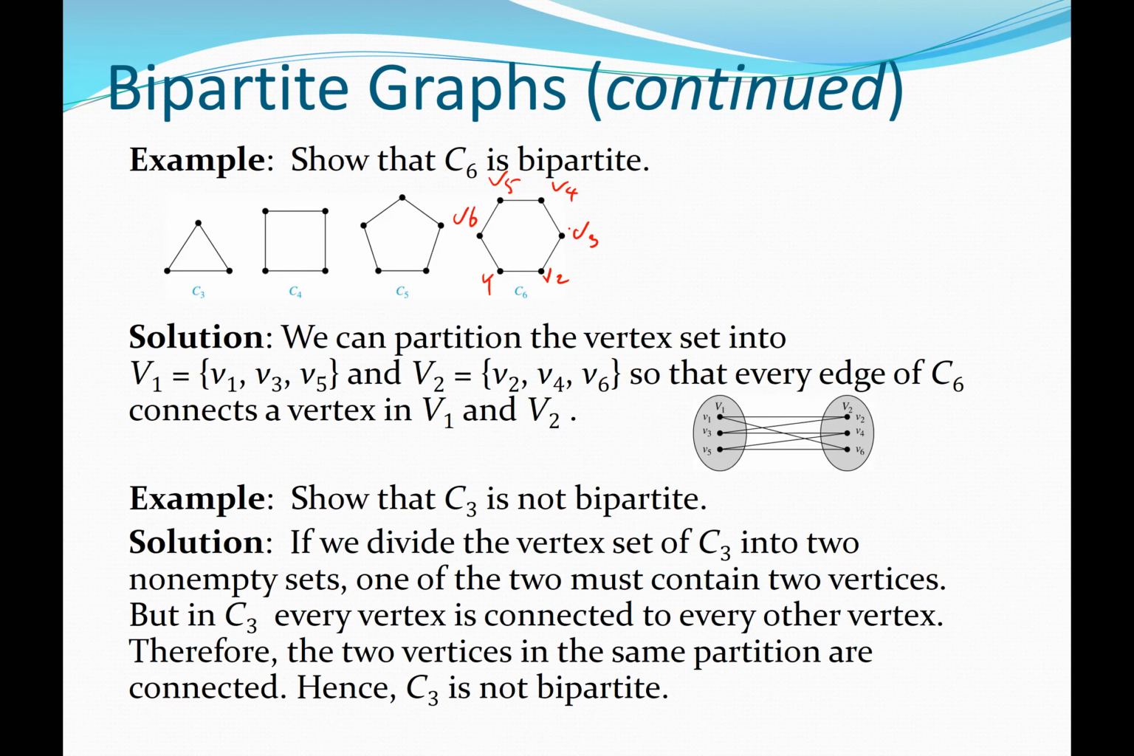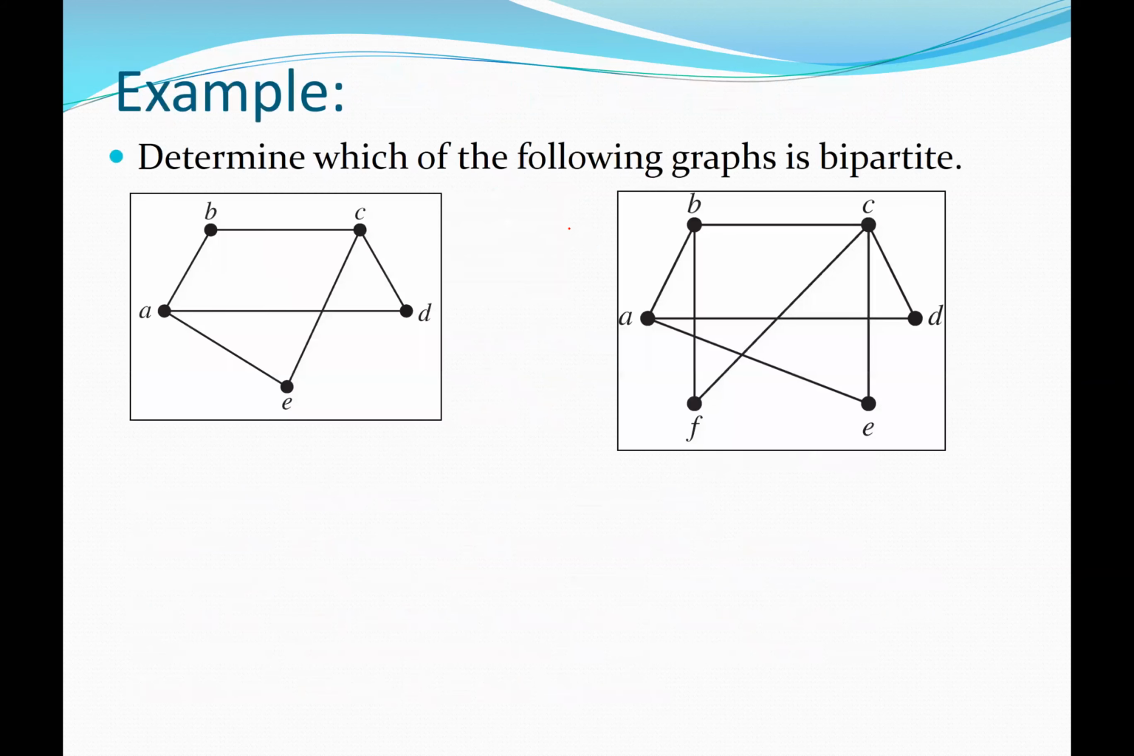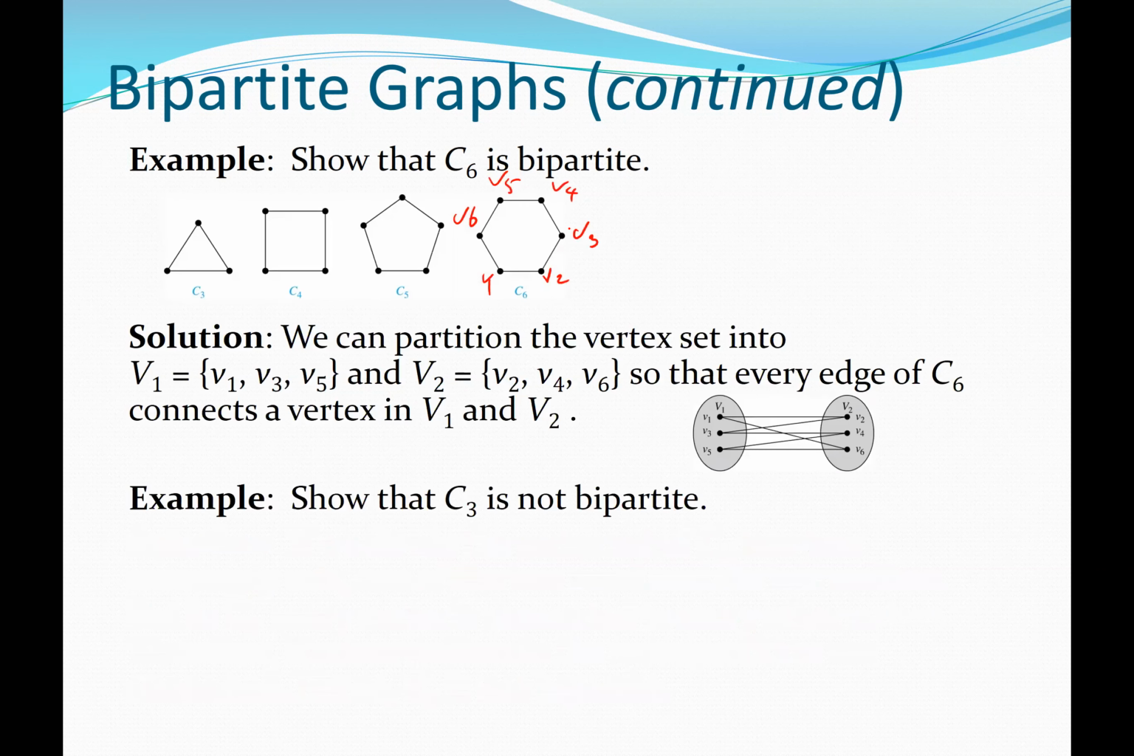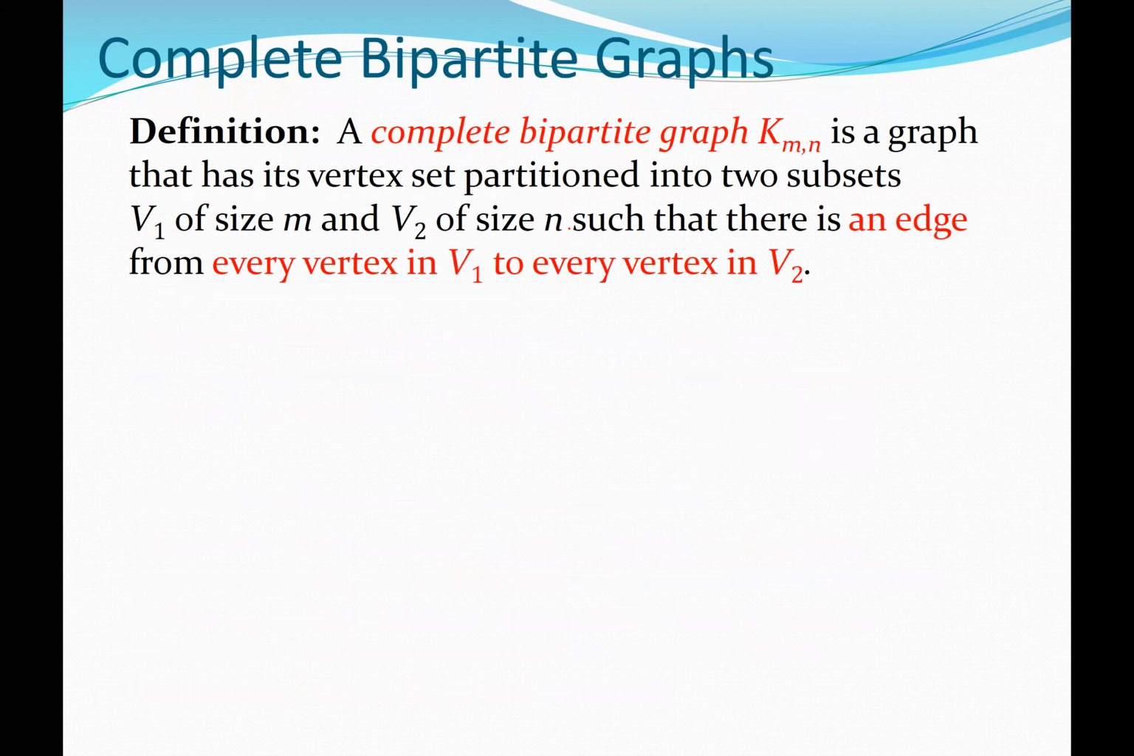Now another one we have here is the complete bipartite graph. So here we have bipartite, and then we have complete bipartite. Complete bipartite means that every vertex in set V1 has to connect to every vertex in set V2. If that is the case, then we have a complete bipartite graph. We use K m,n to denote the complete bipartite concept.